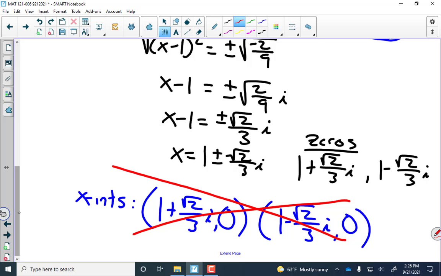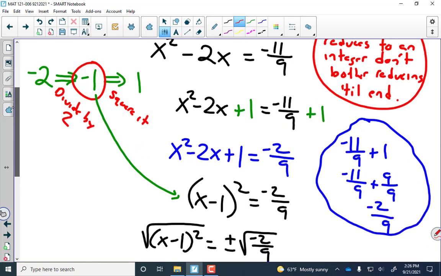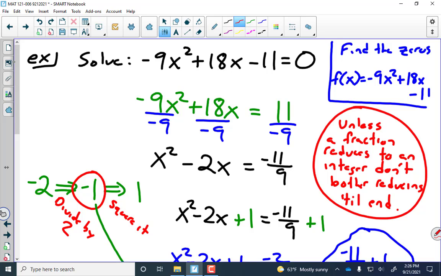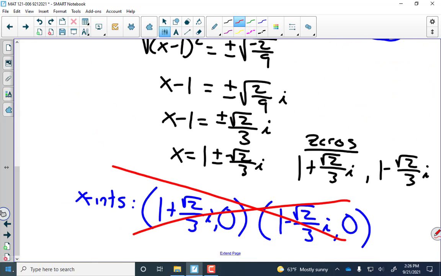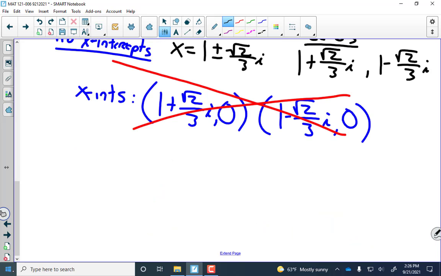No x-intercepts. Now that doesn't mean that this graph is bogus. If we were to graph this thing right here, which we're not going to do right now, we'll graph some other ones later, that doesn't mean the graph doesn't exist. It just means the graph never ever touches the x-axis. Why? Because it had 2 zeros. The zeros were imaginary. That means no x-intercepts. So I was being a mathematical jerk when I was writing the x-intercepts. That's not okay. They're imaginary. I can't do that.